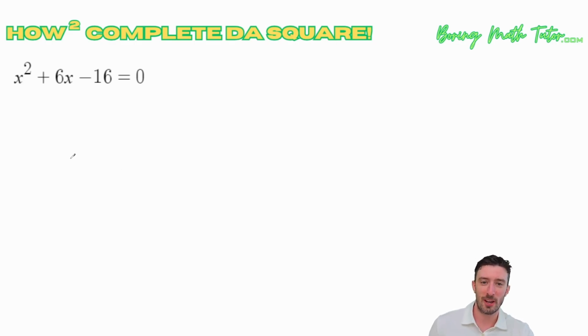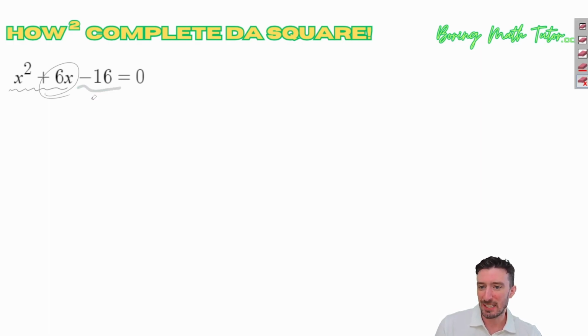Hey, what's up? We're going to learn how to complete the square. The very first step in completing the square is to make sure that you isolate just x squared and whatever is right after that. So that means this minus 16, it's got to go. The way we're going to do that is by adding 16 to both sides.